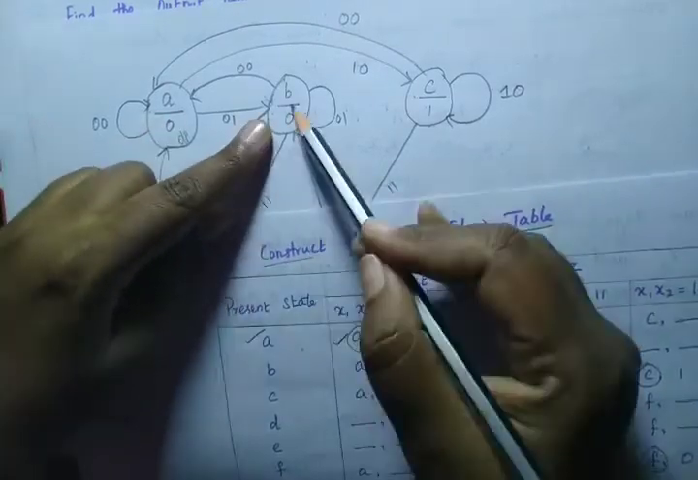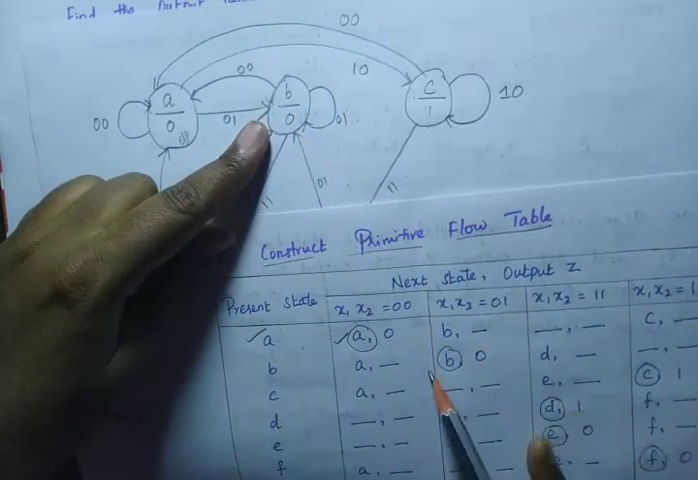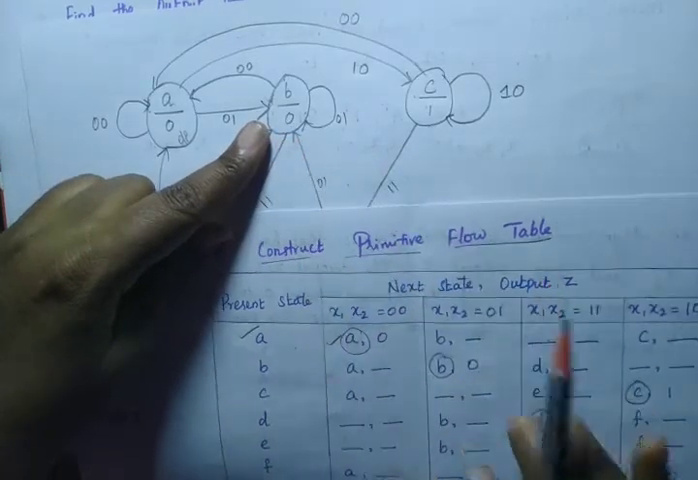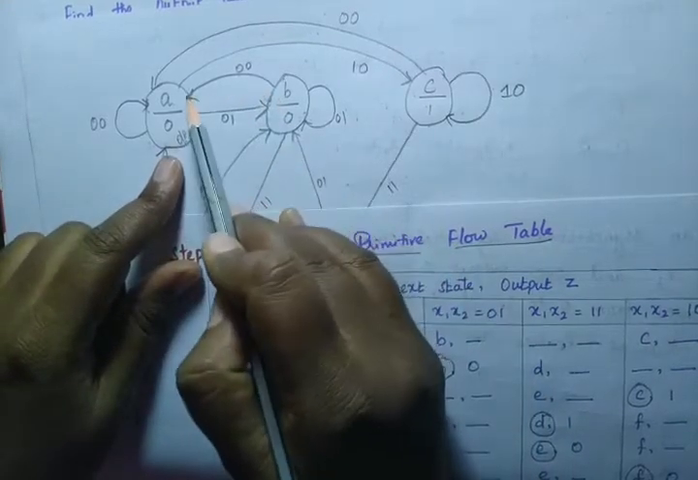Now check here. B, when it is 0 1, remains in the same state. So we are writing the output, that is 0. Okay. If B is 0 0, it goes to A.